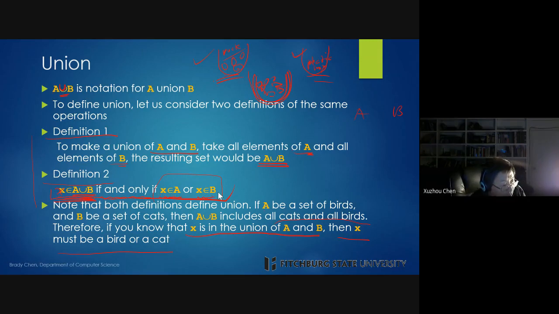But in the general case, it basically means X belongs to A, or X belongs to B, or X belongs to both. That could be either case.